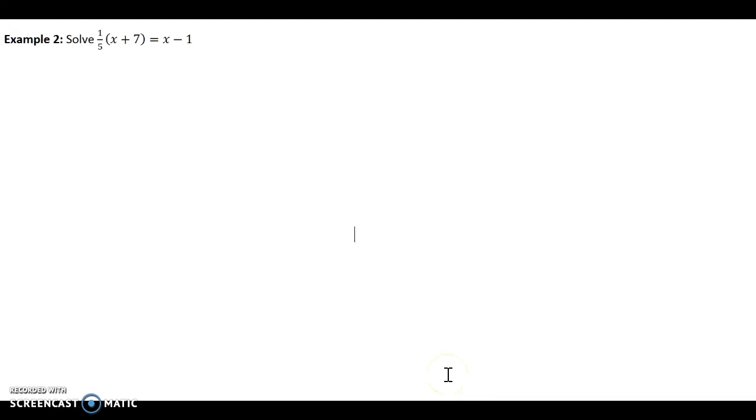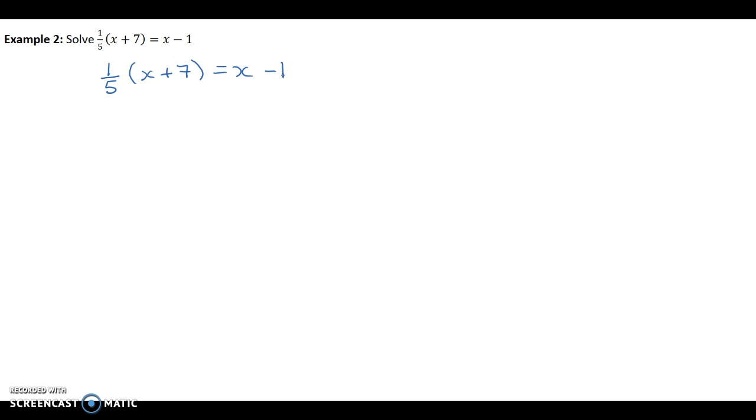So here's another example that involves a fraction. And we'll begin by writing out the question. It's 1/5 of (x + 7) equals x - 1. Now the first step in solving equations with fractions is to try and get rid of the fractions. This isn't the only way to do these.